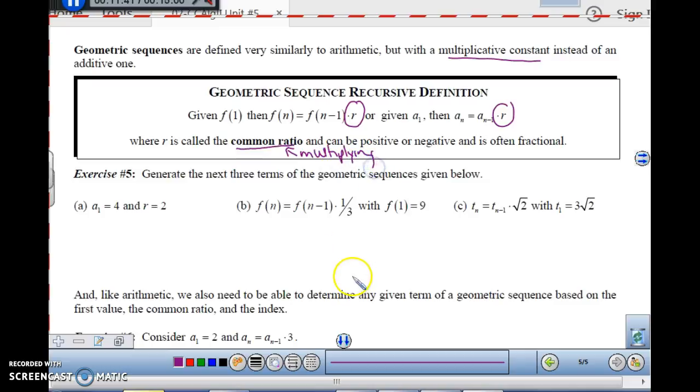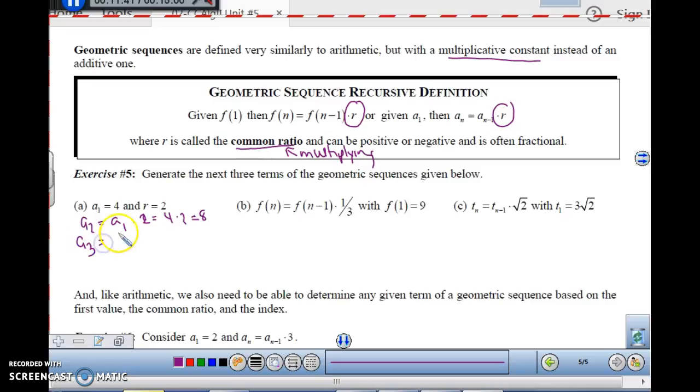So to generate the next 3 terms of the sequence, A of 1 equals 4, and r is equal to 2. R is the common ratio, which means you're multiplying every time. So this says take the previous term and multiply by the common ratio. So A of 2 would be A of 1 times 2. A of 1 is equal to 4, times 2 would be 8.